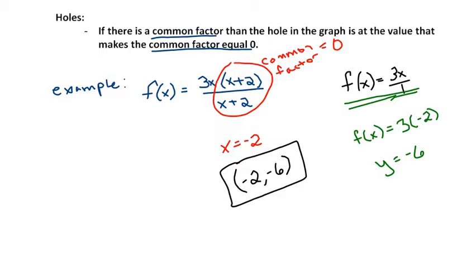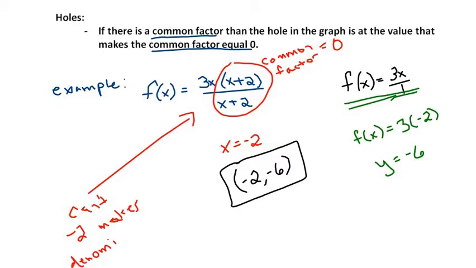If you try to plug it back into the original problem, you can't, because remember, the negative 2 makes the denominator equal to 0. So it makes the denominator equal to 0. Alright.